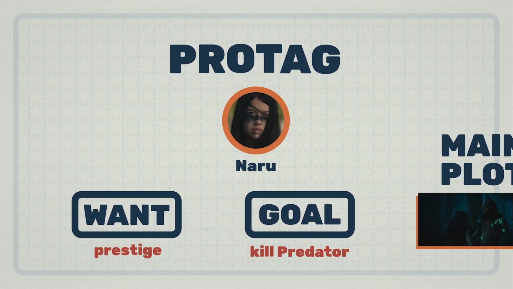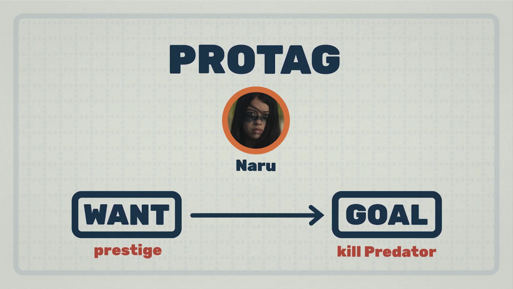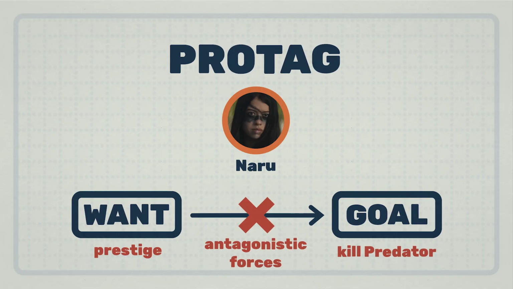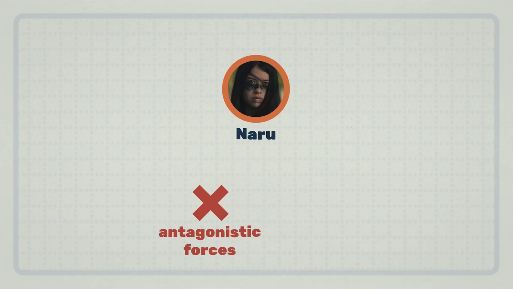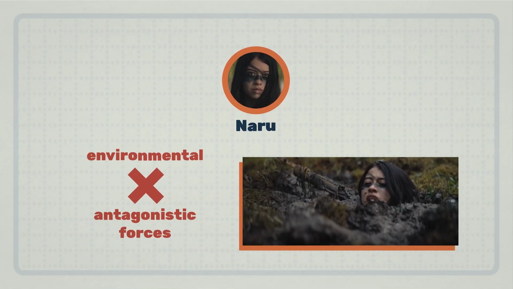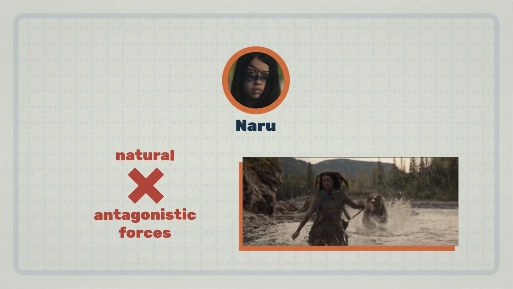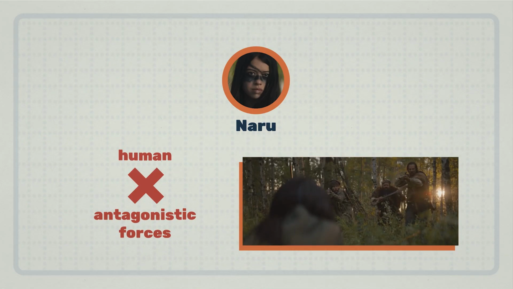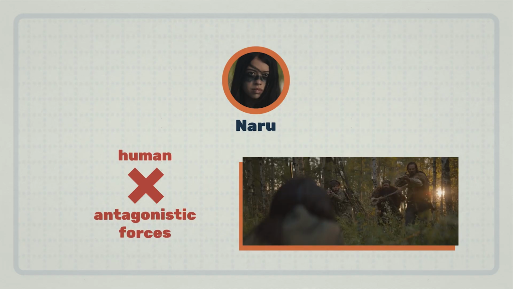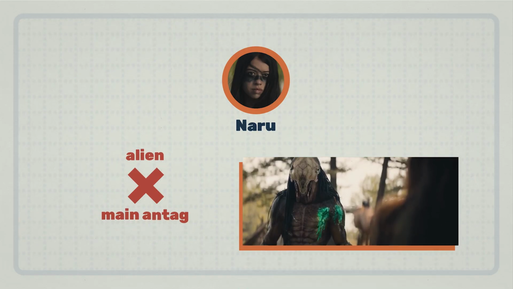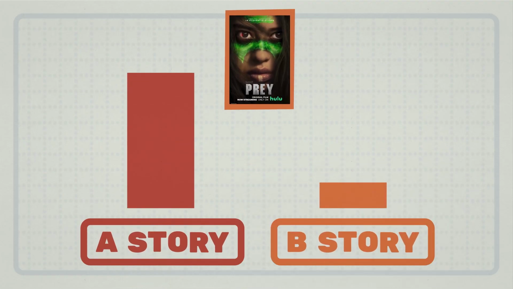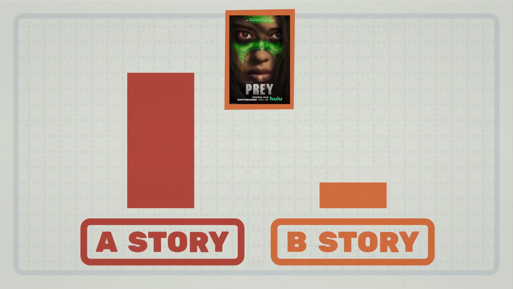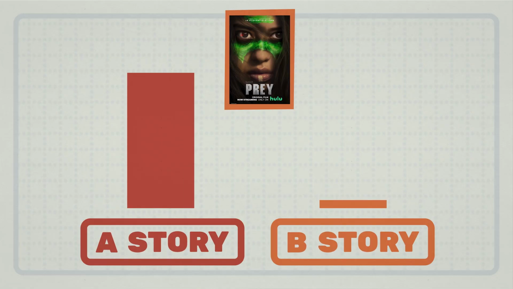We also briefly mentioned that as the protag goes after what they want, they will face obstacles or antagonistic forces. Prey is no exception, as Naru faces environmental obstacles like this mud pit, natural obstacles like this bear, and human obstacles like these French colonists. A wide variety of antagonistic forces capped off by the main antag, the Predator. There is almost no B story in Prey, which is why it's such a good example of how to create a strong plot. And if you want a story with even less B story, look at Prey's predecessor, Predator.